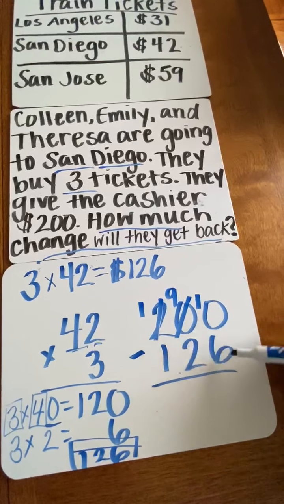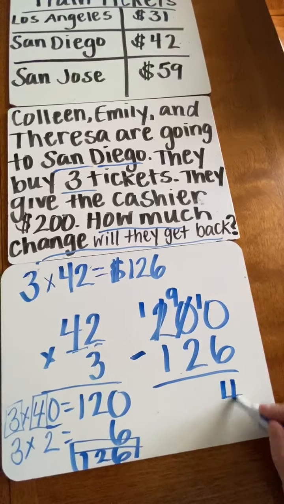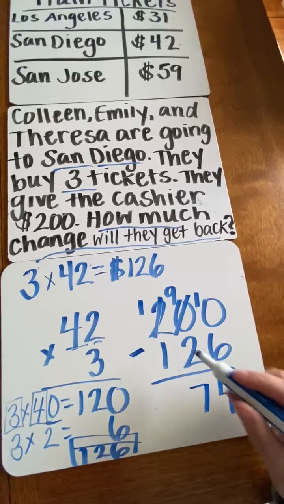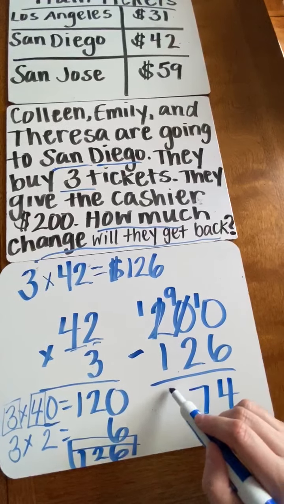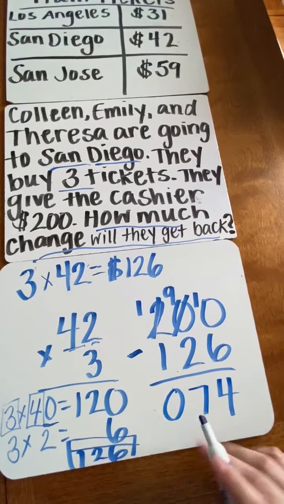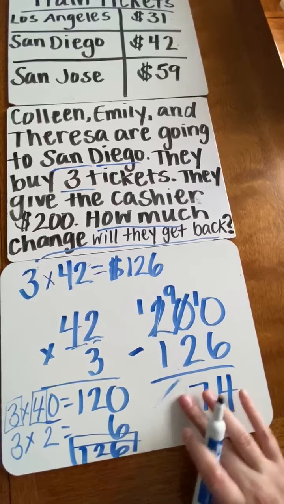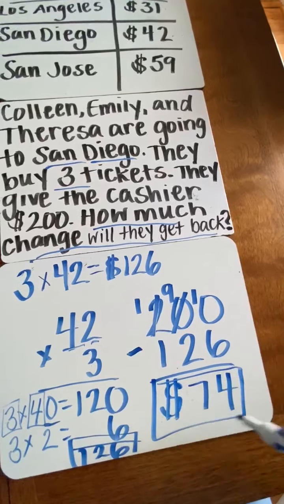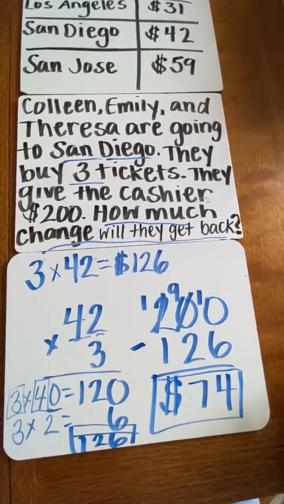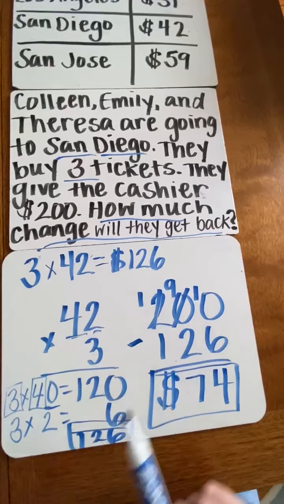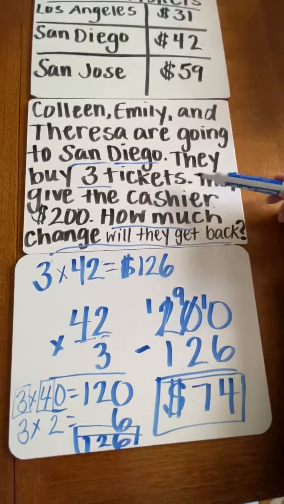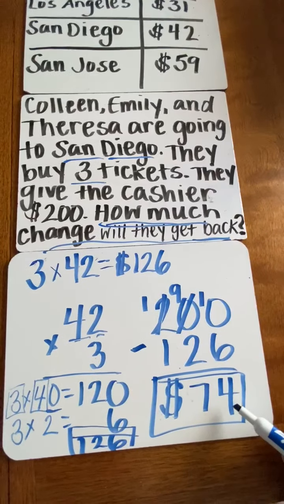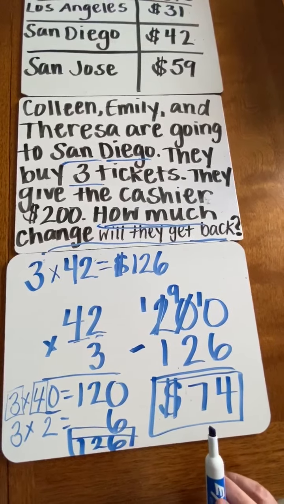So 10 minus 6 is 4. 9 minus 2 is 7. 1 minus 1 is 0. So I don't even need to put that 0 there, right? My answer is going to be, they will get $74 back in change. So there we had to do 2 steps. First, we had to figure out how much their tickets cost. Then we could answer our question of how much change they would get back. And they would get back $74.